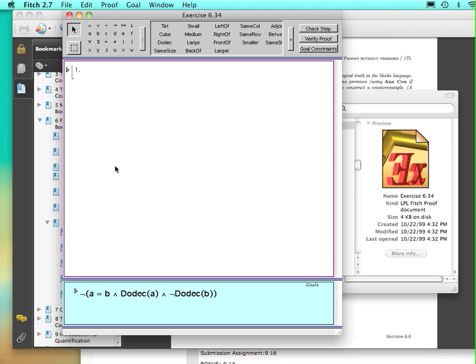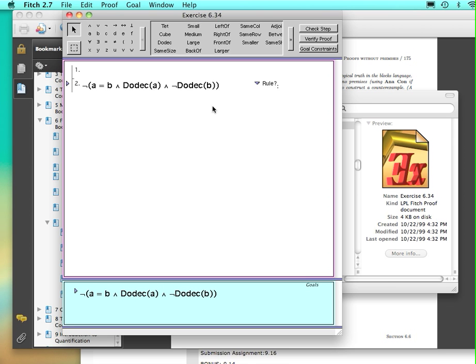So people are struggling with how to do proofs without premises. I'm going to show you how to do it. First thing, copy your goal. Come up here, paste it in as you would in the normal way, so as the last thing. Now you don't have a premise, but that's alright.